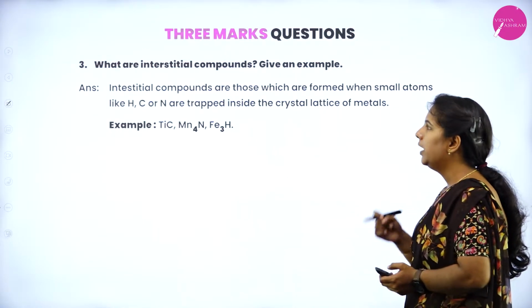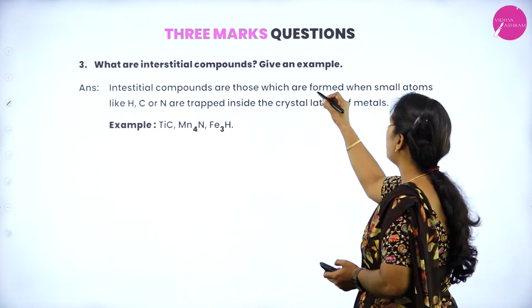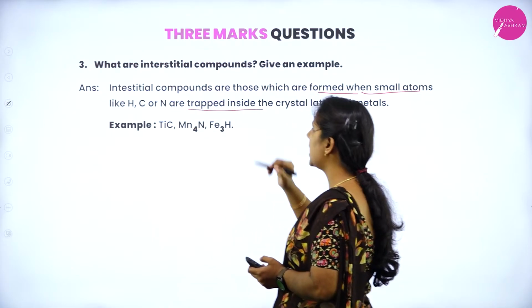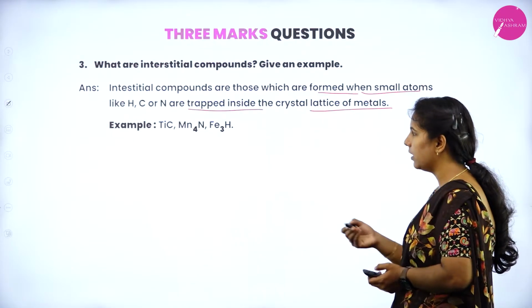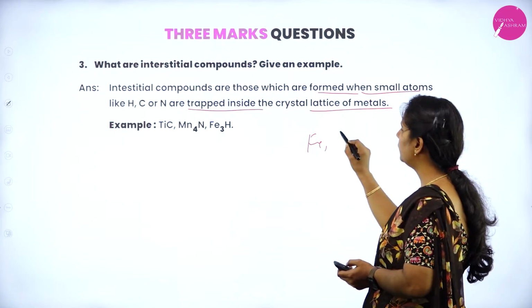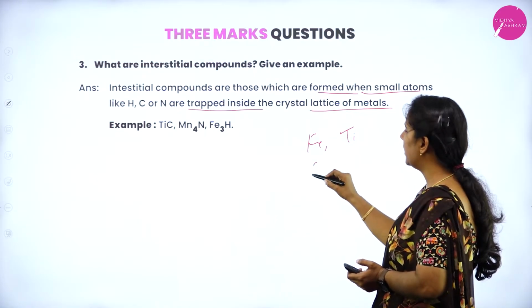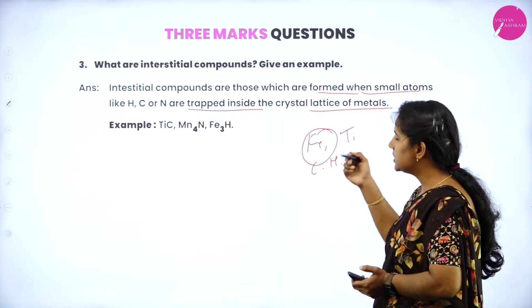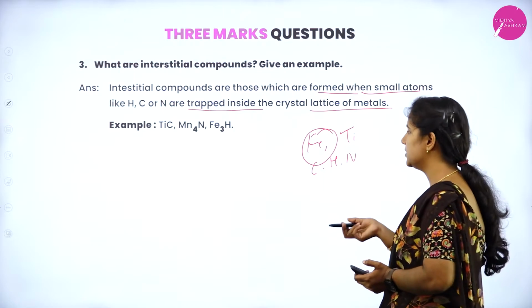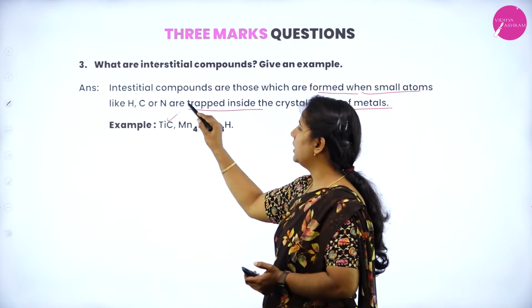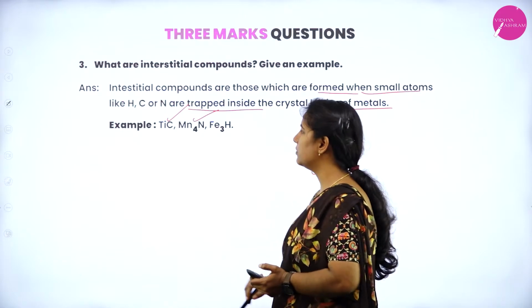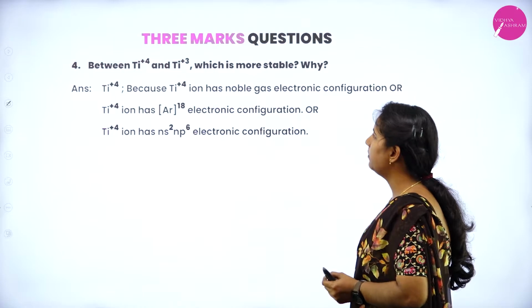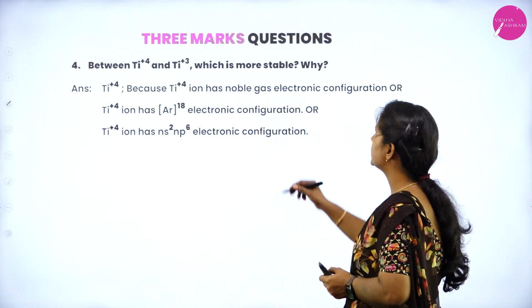What are interstitial compounds? Give an example. Interstitial compounds are those formed when smaller atoms like carbon, hydrogen and nitrogen are trapped inside the crystal lattice of the metal. If you take iron or titanium, the smaller atoms like carbon, hydrogen and nitrogen can fit inside this metal. This is known as the formation of an interstitial compound. Examples: titanium carbide, manganese nitride and iron hydride. Next, between titanium plus 4 and titanium plus 3, which one is more stable and why?